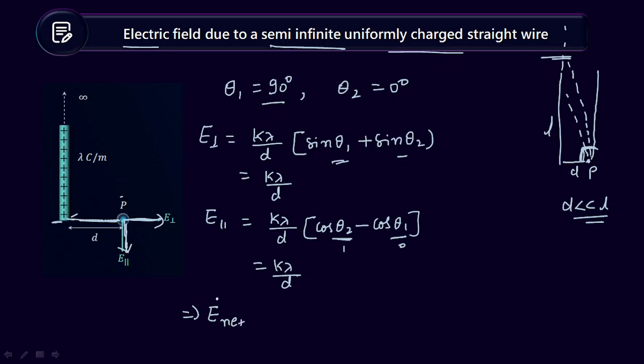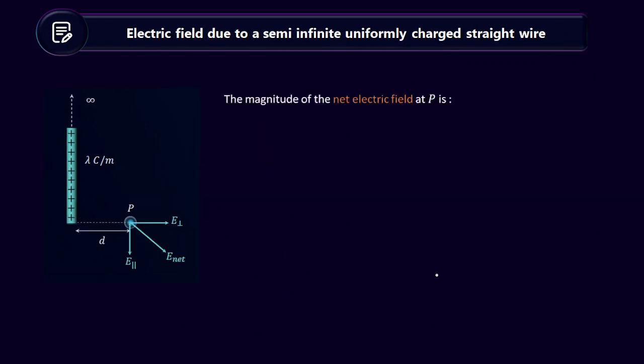So we can write E net, its magnitude, that will be equal to the root of E perpendicular square plus E parallel square. If you simplify, this will become equal to K lambda by D root 2, right? Simple, easy. Now similarly, we can take another case. So the magnitude of electric field, we can write E net at the point P, that will be equal to K lambda by D root 2.